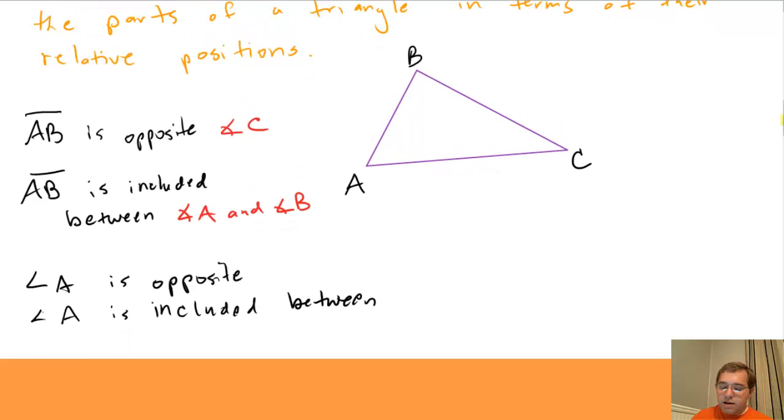Similarly, we can say angle A is opposite side or segment BC. It's on the opposite side of the triangle. And we can say angle A is included between which two sides? Side AC and side AB, or segment AC and segment AB. It lies between the two. Those two sides of the triangle form that angle.